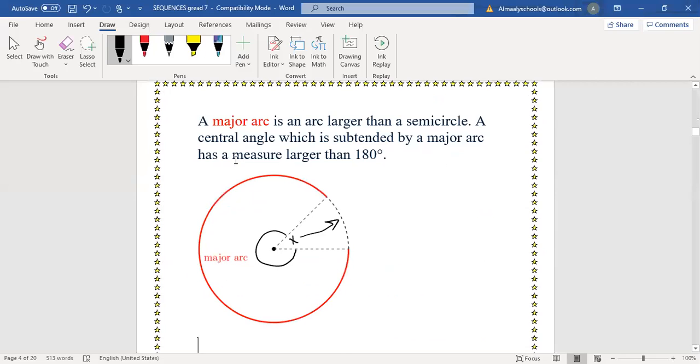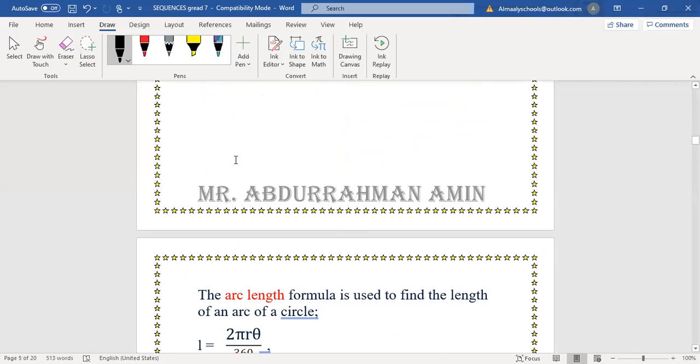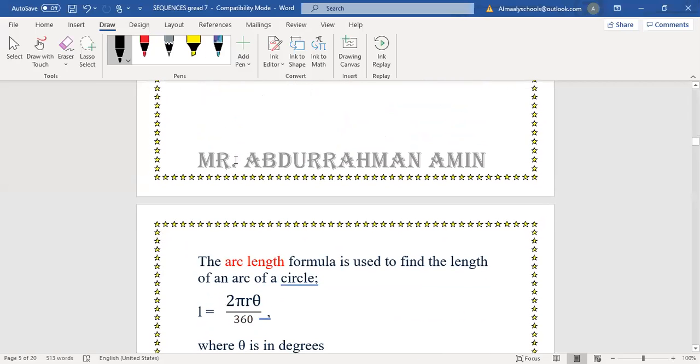Major arc. The central angle, which is opposite to it, must be greater than 180, like the reflex angle, we can see it now. It's greater than 180. Yes. Okay, let's complete. This is a very important part.